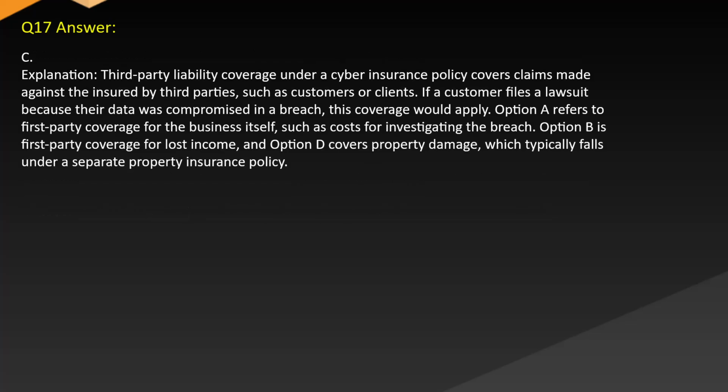Answer C. Explanation. Third-party liability coverage under a cyber insurance policy covers claims made against the insured by third parties such as customers or clients. If a customer files a lawsuit because their data was compromised in a breach, this coverage would apply. Option A refers to first-party coverage for the business itself, such as costs for investigating the breach. Option B is first-party coverage for lost income, and Option D covers property damage, which typically falls under a separate property insurance policy.